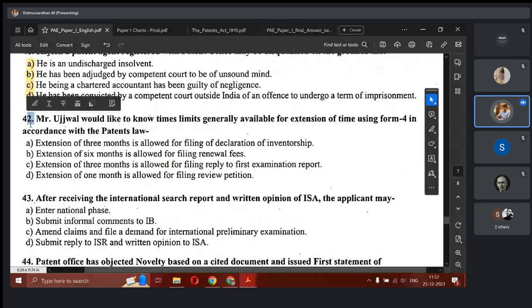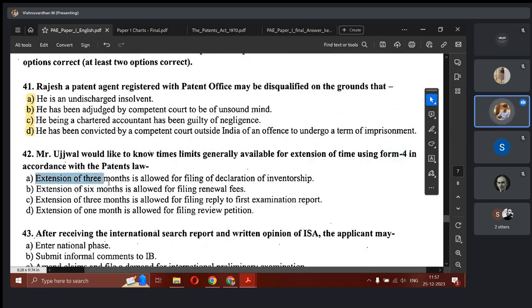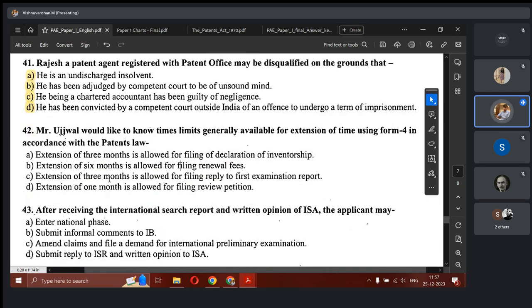Then 42: Mr. Ujjwal would like to know the time limits generally available for extension of time using Form 4 in accordance with the patents law. So Form 4 is for extensions of time. What are the extensions available? Again, you'll have to read the section itself, which requires you to know the act properly. Extension of 3 months is allowed for filing of declaration of inventorship. This, as far as I know, is true. Extension of 6 months is allowed for filing of renewal fees. This I'm not sure of. I don't think it's mentioned in the act; I think it's in the rules. Extension of 3 months is allowed for filing reply to first examination report.